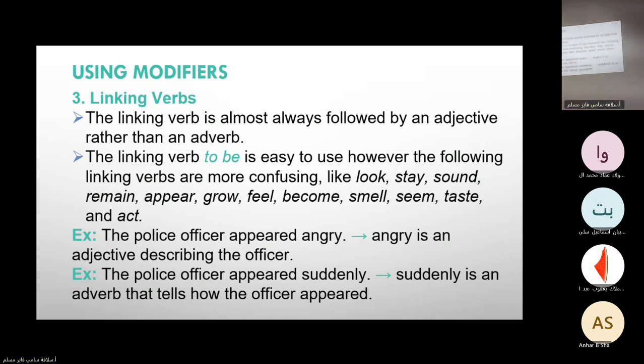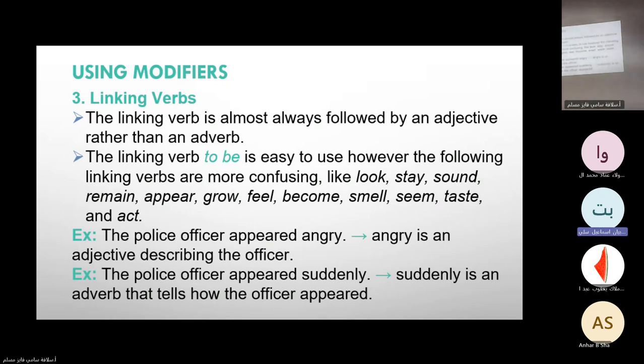Okay? The linking verb "to be" is easy to use. However, the following linking verbs are more confusing. They are look, stay, sound, mean, appear, grow, feel, become, smell, see, taste, and act. Okay? Example, go on, Bayan.